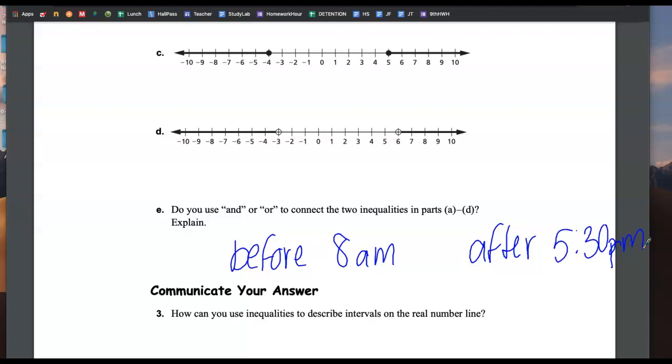I couldn't think of any other examples that would be real-life applicable. Like negative numbers, I couldn't think of one with a negative number. Yeah, you can't have negative people or negative cookies. Right. Well, cookies is my only example.